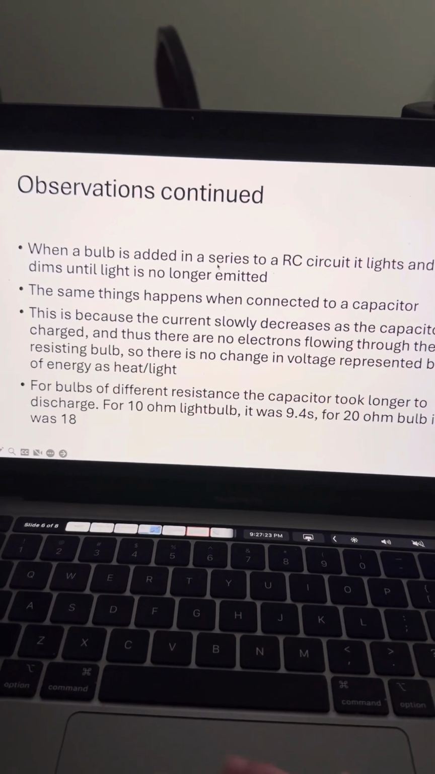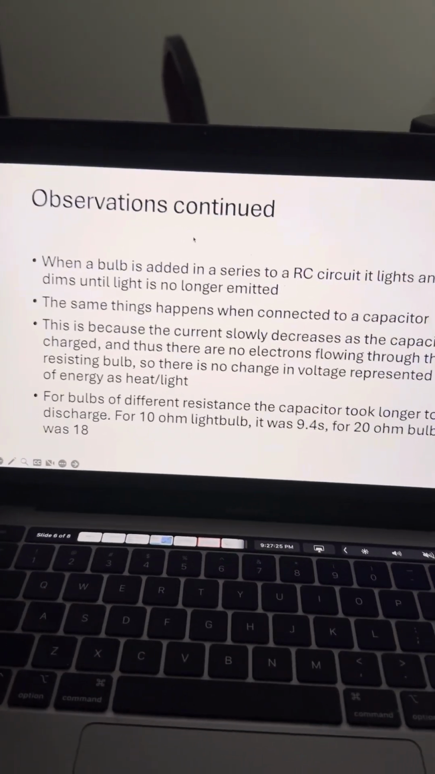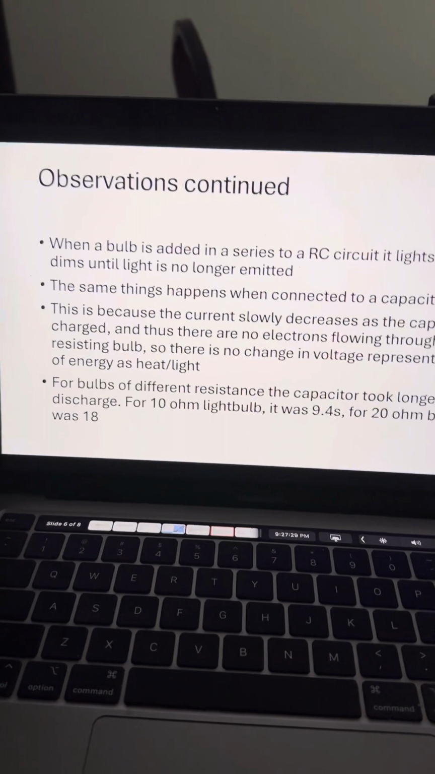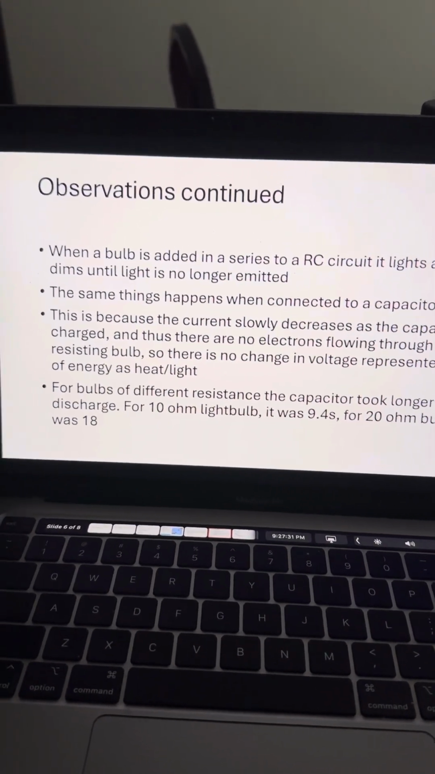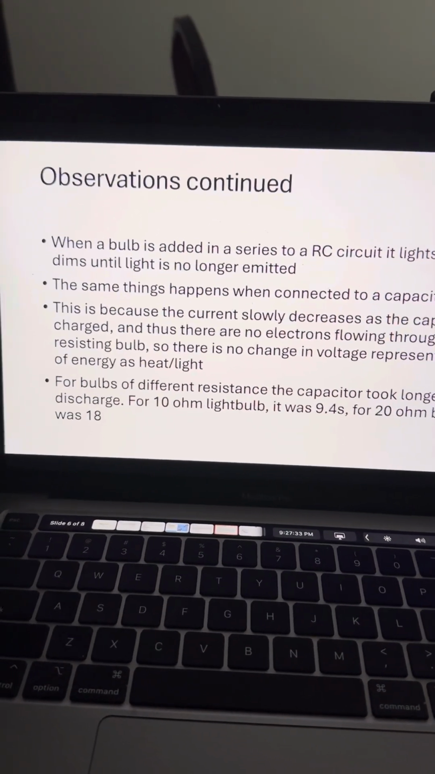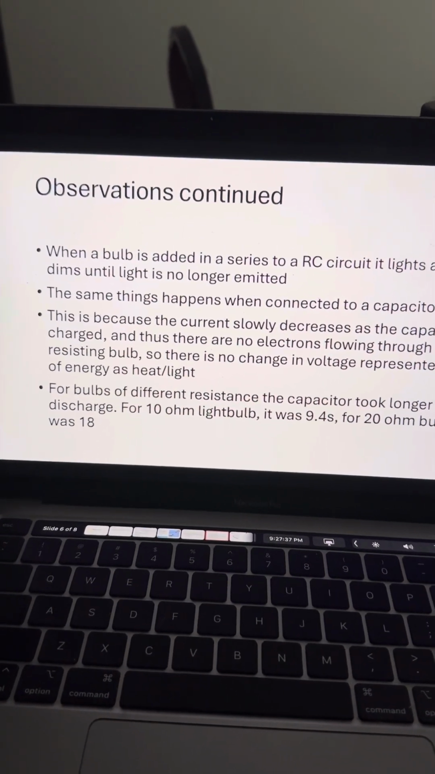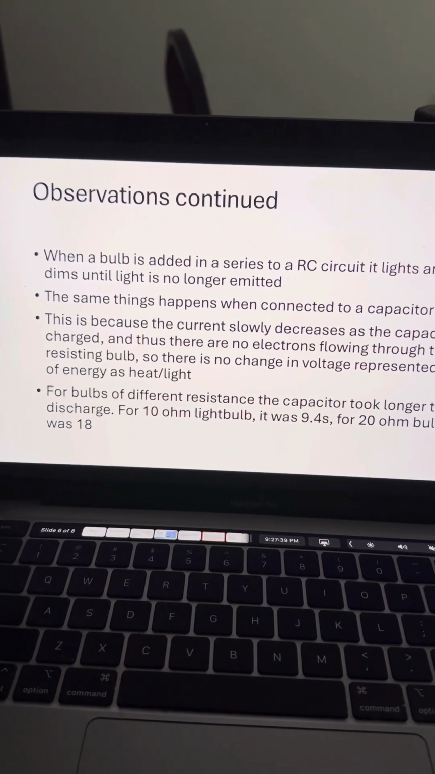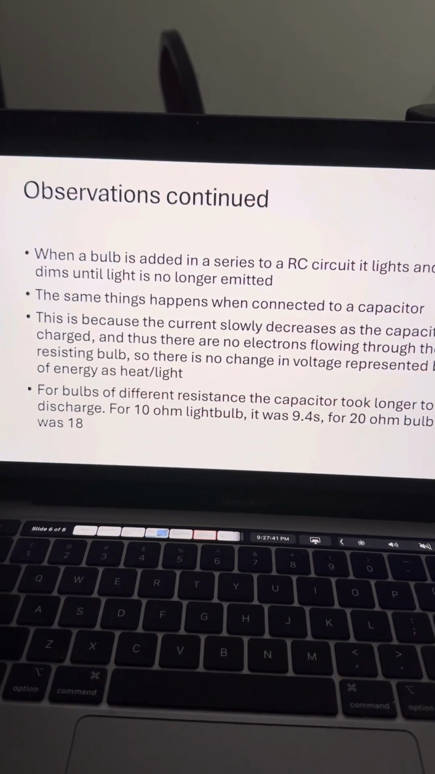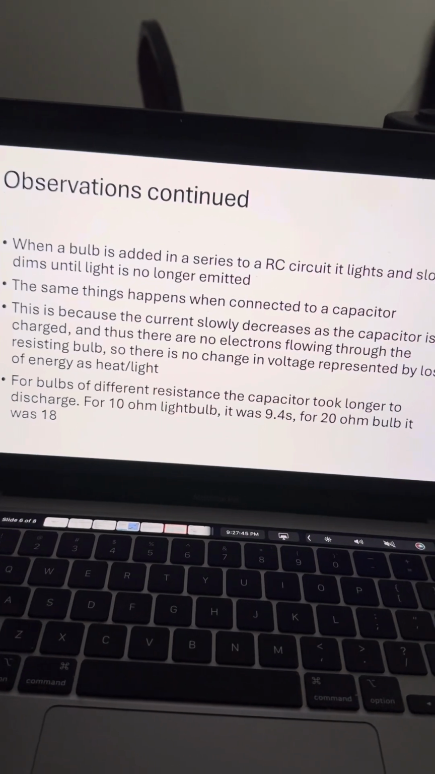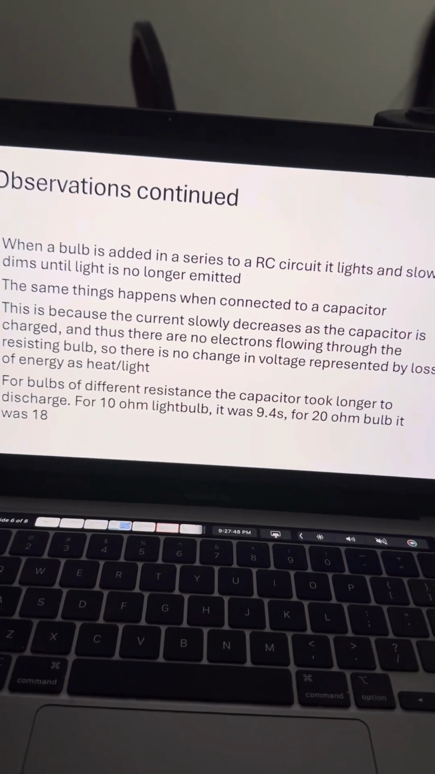Here's some more observations. When a bulb is added in series to an RC circuit, it lights and slowly dims until light is no longer emitted. The same thing happens when connected directly to a capacitor that has been charged. This is because the current slowly decreases as the capacitor is charged, and thus there are no electrons flowing through the resisting bulb, so there's no change in voltage represented by loss of energy as heat or light.